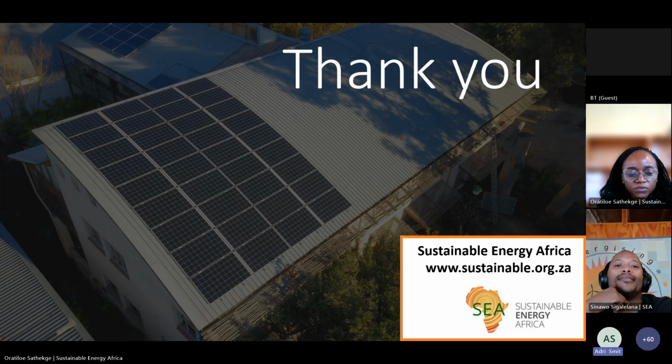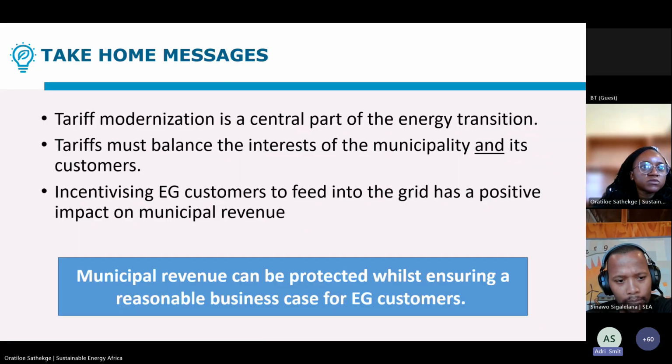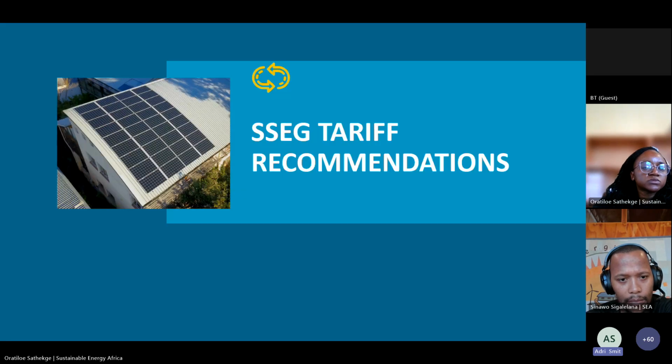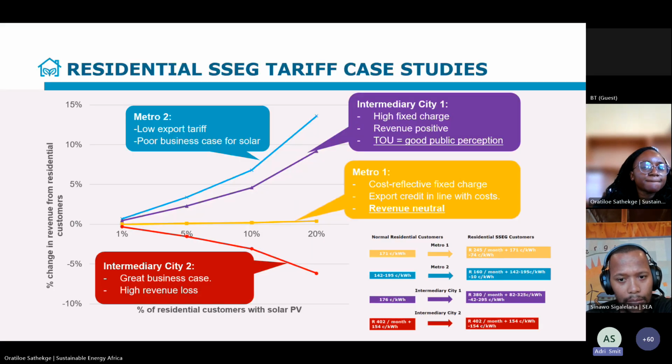The slide that showed the different metros and the one in yellow. If you look at the comparison of the information that was displayed, the normal residential customers didn't have a fixed charge, so they only applied the fixed charge to the SSEG customers. Because we're looking at the same thing for our SSEG customers.